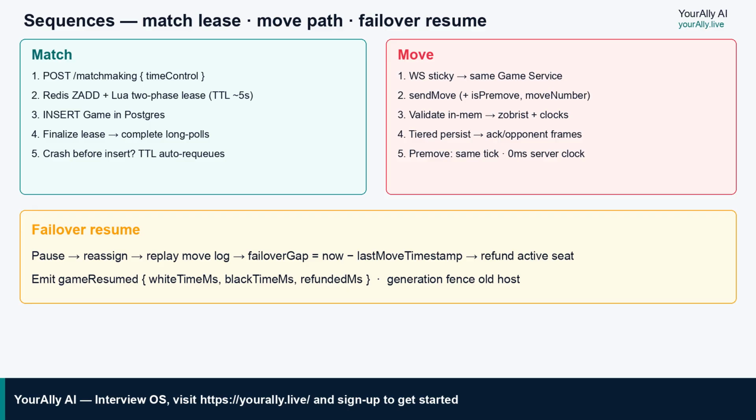Deep dives next. If you forget everything else from the move path, remember persist ordering and idempotency fences: move number on send move, gameId on Elo apply.